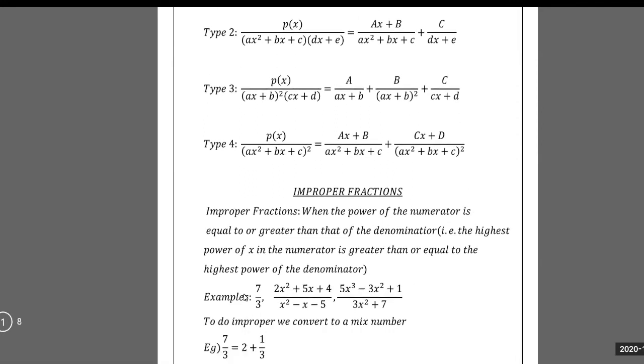For example, 7 over 3, 2x squared plus 5x plus 4 over x squared minus x minus 5, 5x cubed minus 3x squared plus 1 over 3x squared plus 7. These are all improper because the power in the numerator is greater than or equal to that of the denominator. To do an improper fraction, we're going to convert from improper to a mixed number.